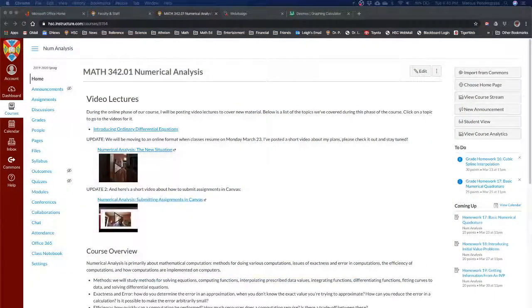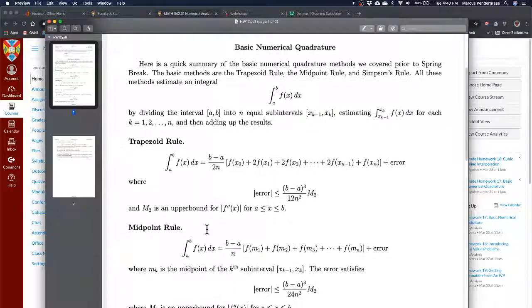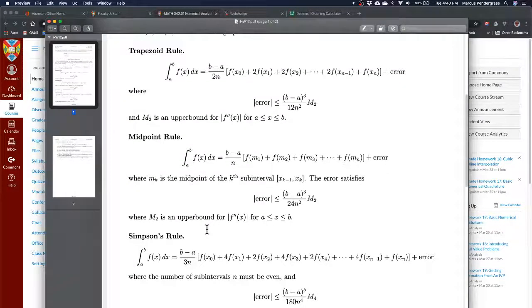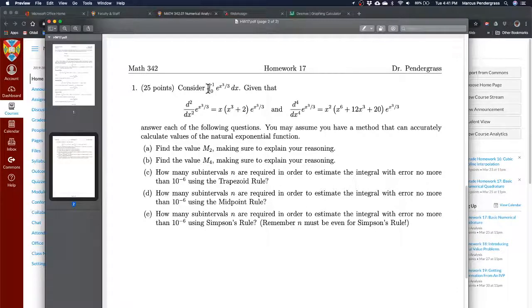Homework 17 is over basic numerical quadrature, and the preamble to the homework summarizes the basic methods that we talked about: the trapezoid rule, the midpoint rule, and Simpson's rule. And it gives an error bound for each one. Then in the homework, I ask you to apply those concepts to figure out how to estimate the integral from 0 to 1 of e to the x cubed over 3, using those rules.